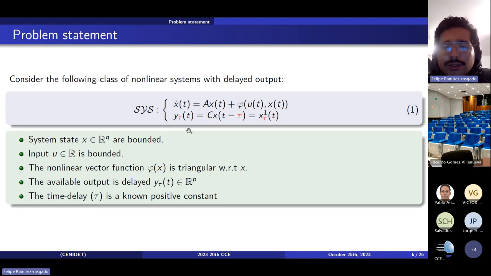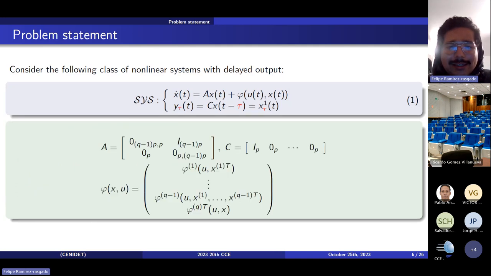So we need to reconstruct the unavailable output and the state vector in a continuous and pre-delay case. Therefore, if we consider this output, we reconstruct the system only in a delayed form. So we need to do something to reconstruct the pre-delay system. The matrix A is shown in this form. In this sense, we consider a MIMO system, and we consider that the nonlinear vector function is shown like this.